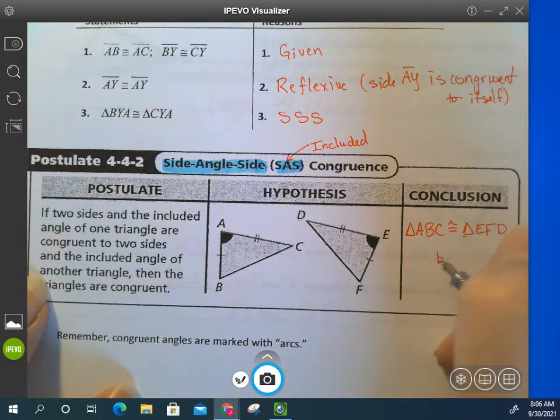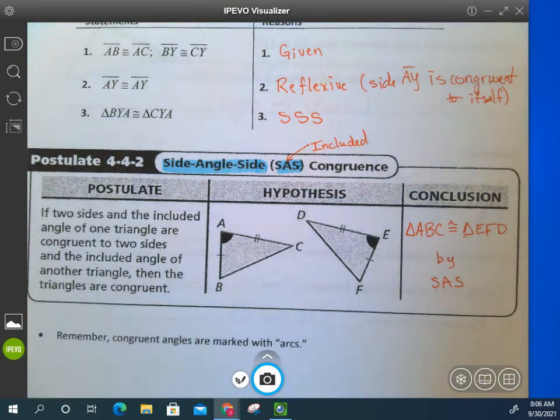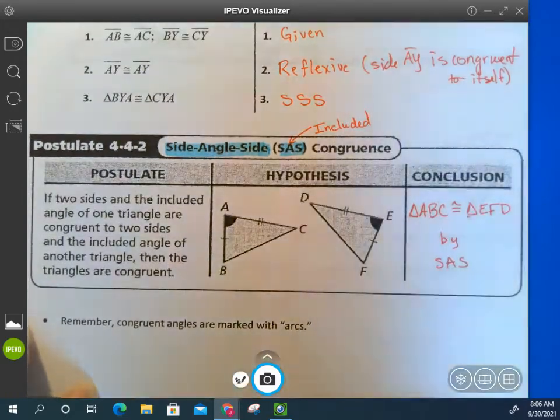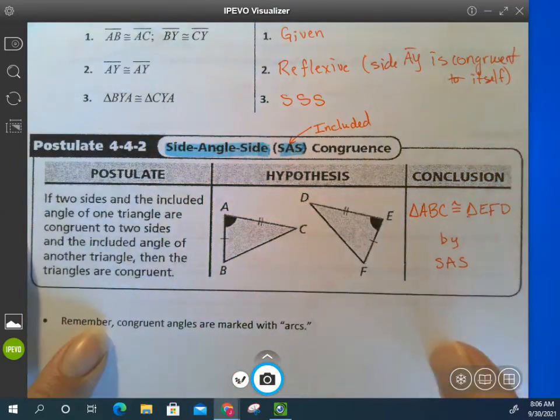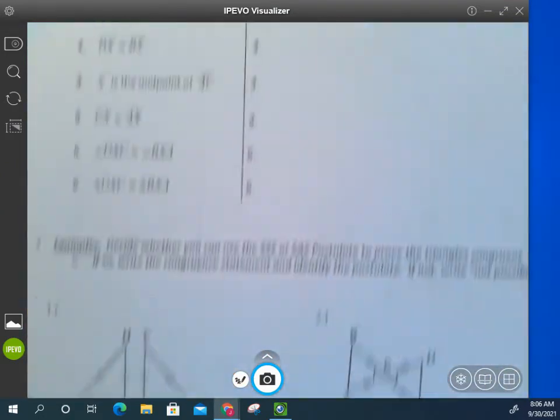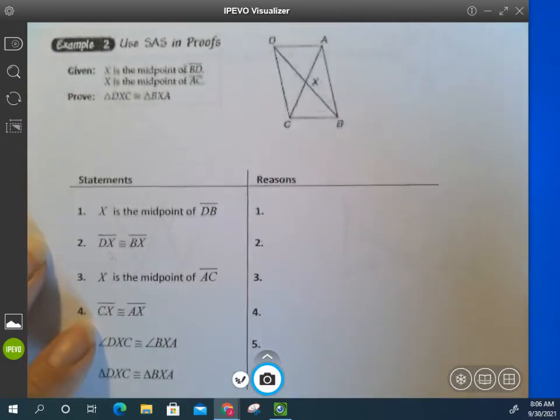And those are congruent by side, angle, side. Okay. Down here is just a little reminder. Congruent angles are marked with arcs, so that little sort of curve in there. All right. So now we've got a little bit bigger of a proof.